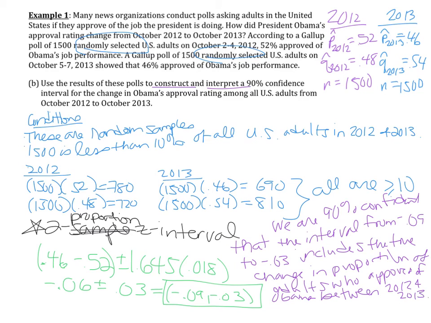So this one does end up being a little bit long. The other thing that you can also mention is that you are 90% confident that the decrease in approval rating was between 9% to 3%. As long as you mention that it was a decrease, that takes into account the negatives. It's important that you notice that, though, that we did get negatives, so that means that the approval rating did decrease.